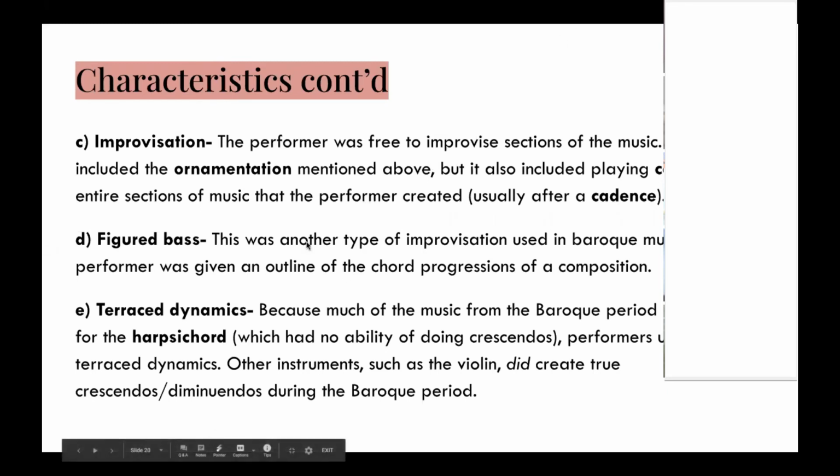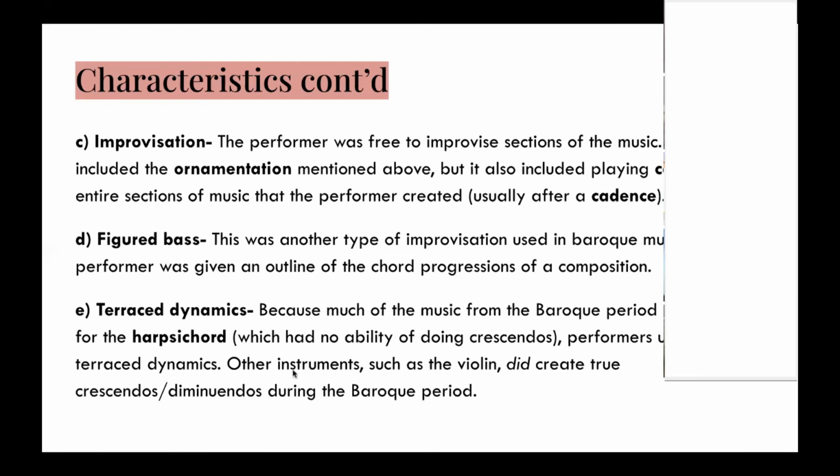And then lastly, this one's pretty important too, it's terrace dynamics. Because much of the music from the Baroque period was written for the harpsichord, and the harpsichord had no ability of doing crescendos or decrescendos, performers would use terrace dynamics, which means that they would go from soft to medium loud to loud instead of crescendoing. And I've gotten multiple comments from judges in piano competitions that, for my Baroque pieces, I should use more terrace dynamics. So these are all very important characteristics to know when you're playing music from this era.